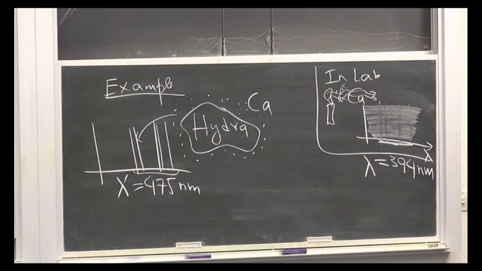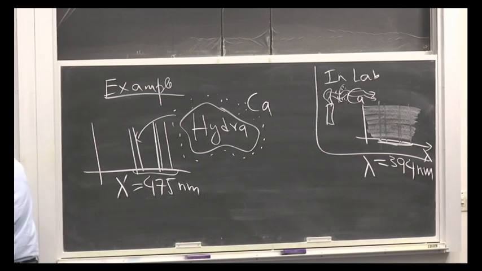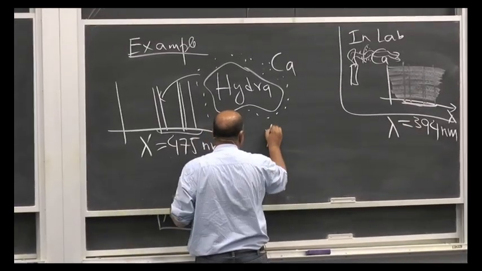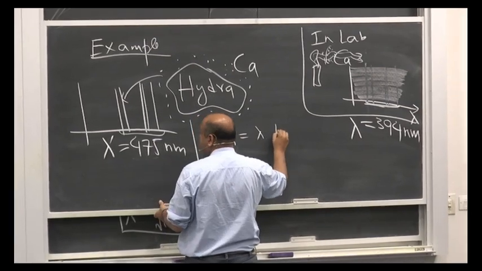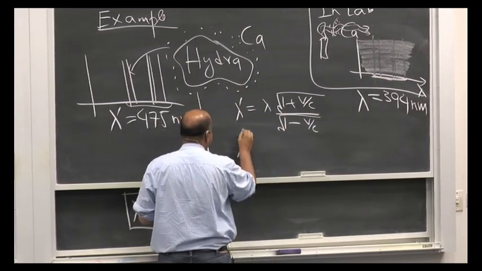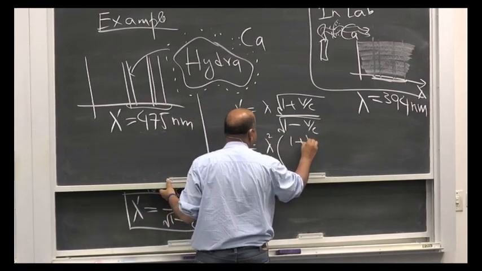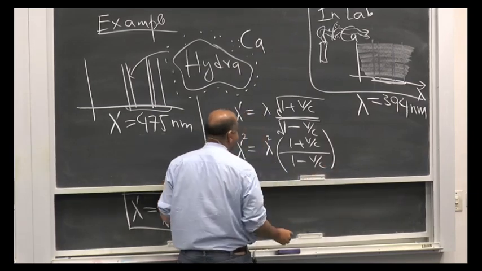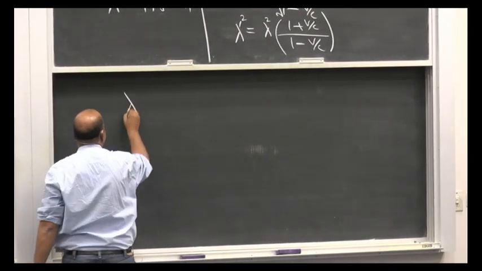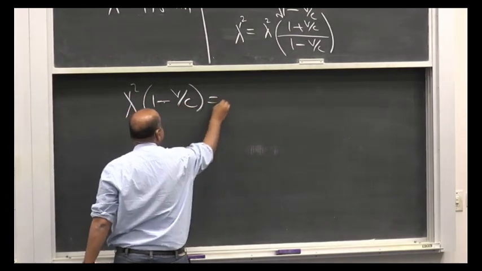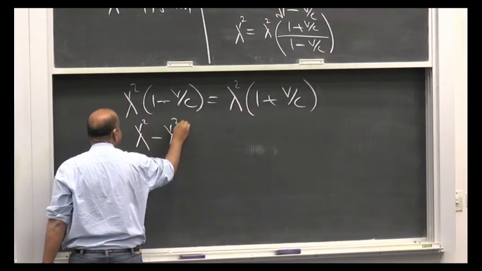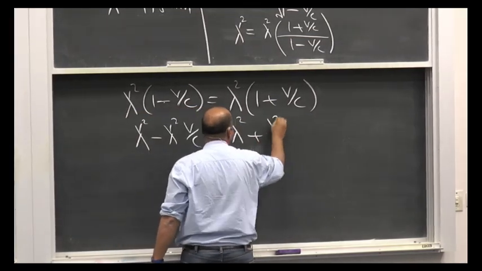It's simple. I have this redshift formula. All I have to do is solve it for V by C. So we have lambda prime over lambda equals the square root of 1 plus V by C over 1 minus V by C. Let me take squares on both sides. So I get lambda prime square over lambda square equals 1 plus V by C over 1 minus V by C. Let's multiply the denominator here. So 1 minus V by C times lambda prime square equals lambda square times 1 plus V by C. Lambda prime square minus lambda prime square V by C equals lambda square plus lambda square V by C.